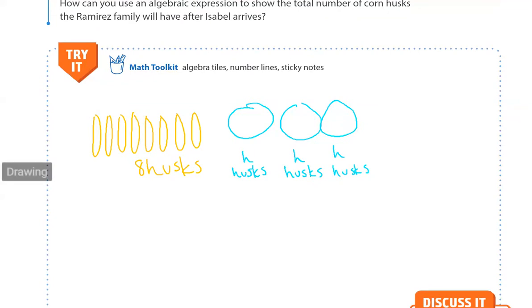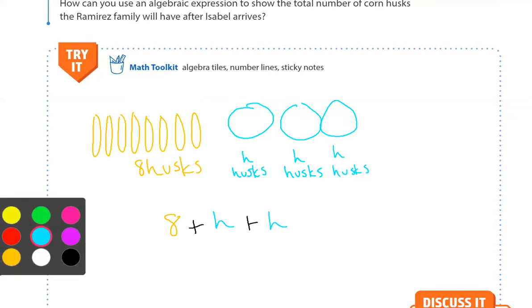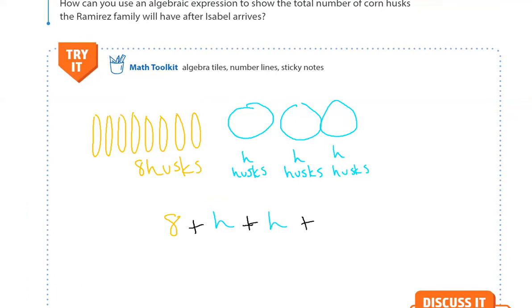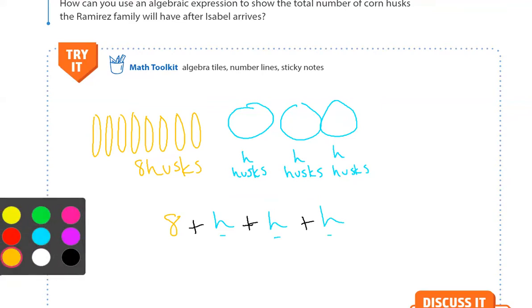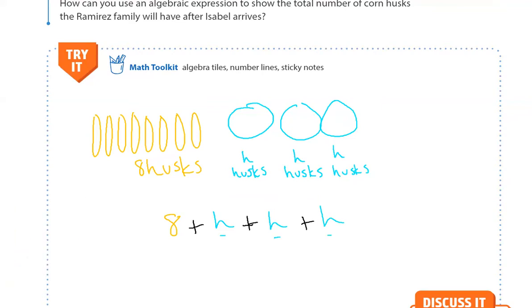So for our number of husks, we have 8 plus whatever H is, plus whatever H is, plus whatever H is. That's how many we have. How many H's do we have? 1, 2, 3. So we can actually simplify that. This is called combining like terms. Each of these terms are alike, so we're going to combine them.